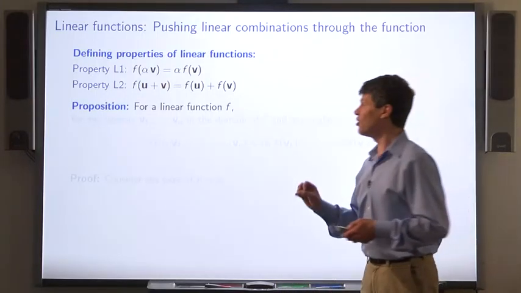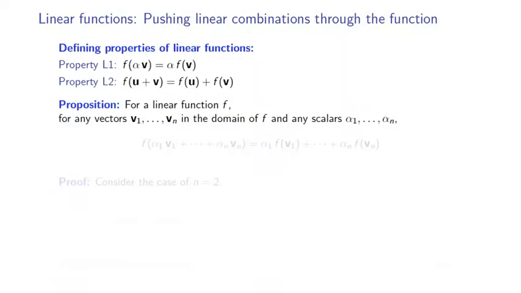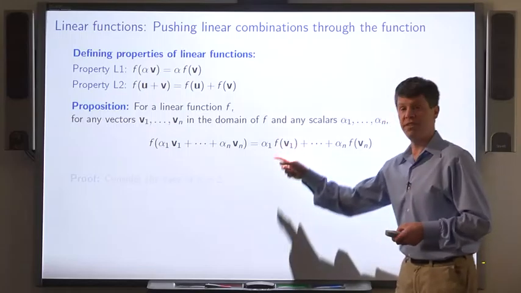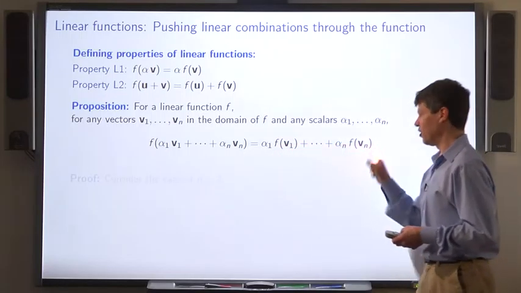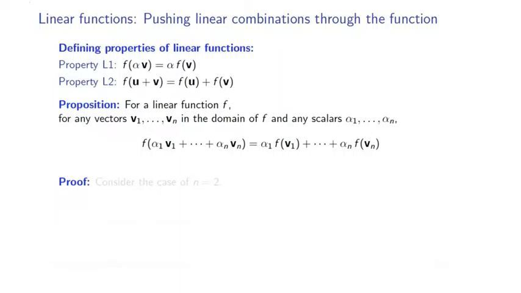So for a linear function f, and for any vectors v1 through vn, and any scalars alpha 1 through alpha n, f applied to the linear combination alpha 1 v1 plus and so on is the same as the linear combination alpha 1 times f of v1 and so on. So we've pushed the linear combination through. I'll show how this works in the case where n equals 2.